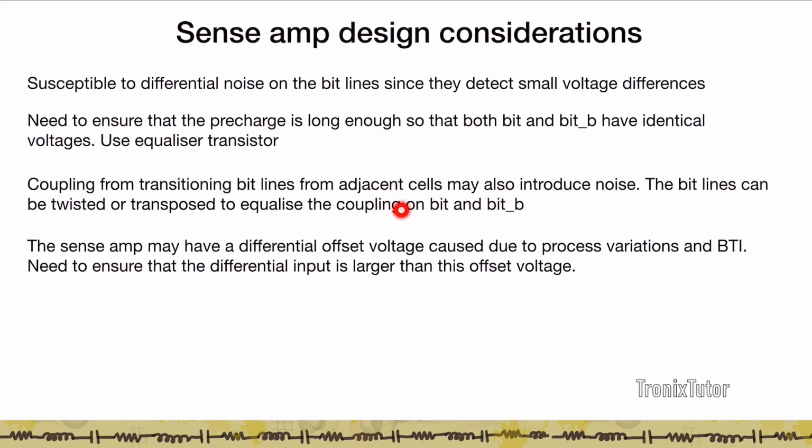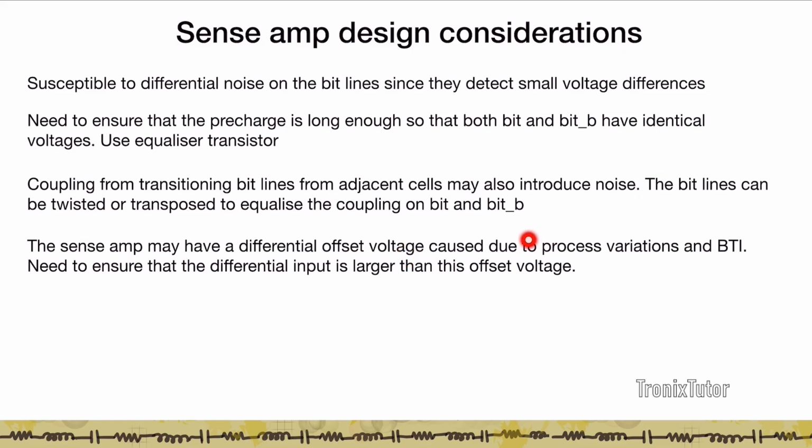Because otherwise, if the noise is coupled to only one of the bit lines, then the sense amp is going to respond to that noise difference too. Other thing is the sense amp, by definition, because it consists of cross-coupled inverters, or if you use the analog sense amp, is going to have some mismatch between the transistors, leading to a differential offset voltage. So when you are picking what is the voltage at which we say that the bit and bit bar have differentiated, this needs to be taken care of. That is, we have to overcome the offset voltage that might be present in the sense amp.